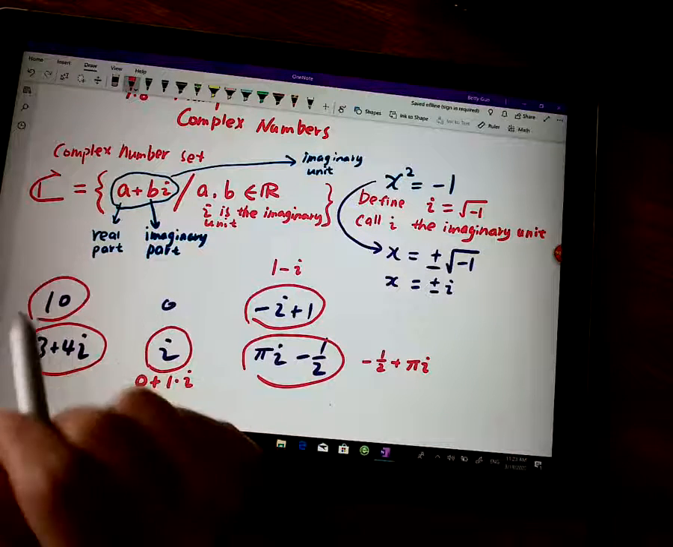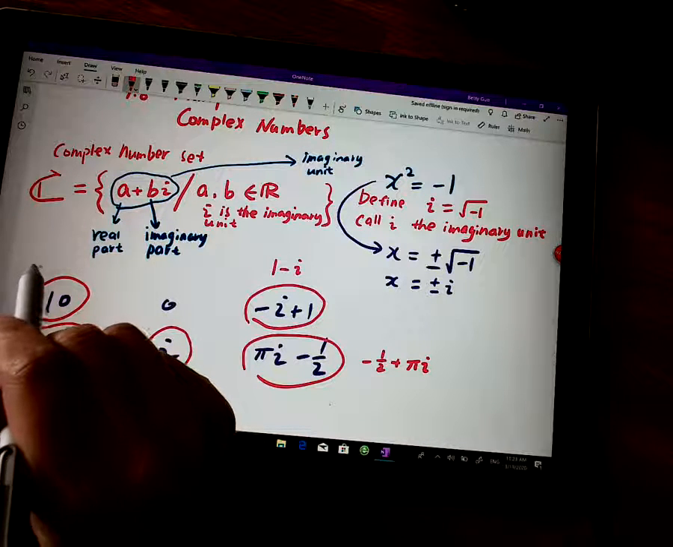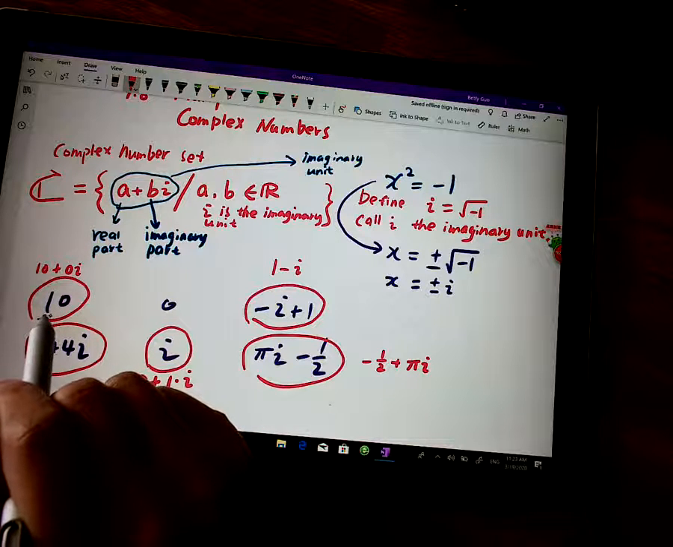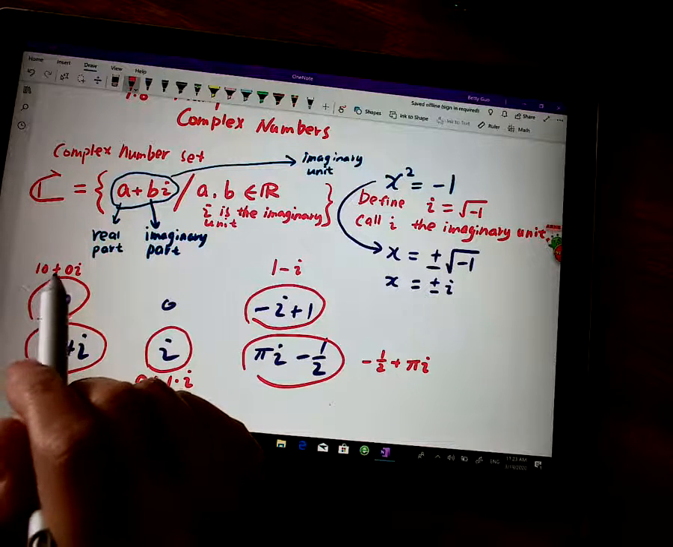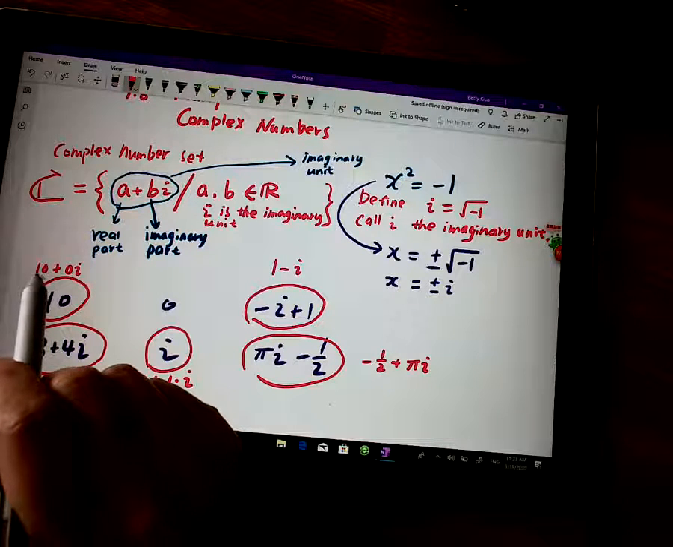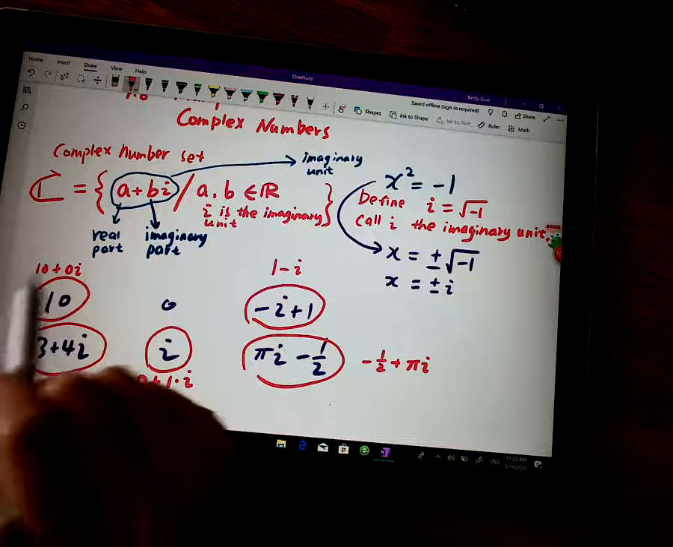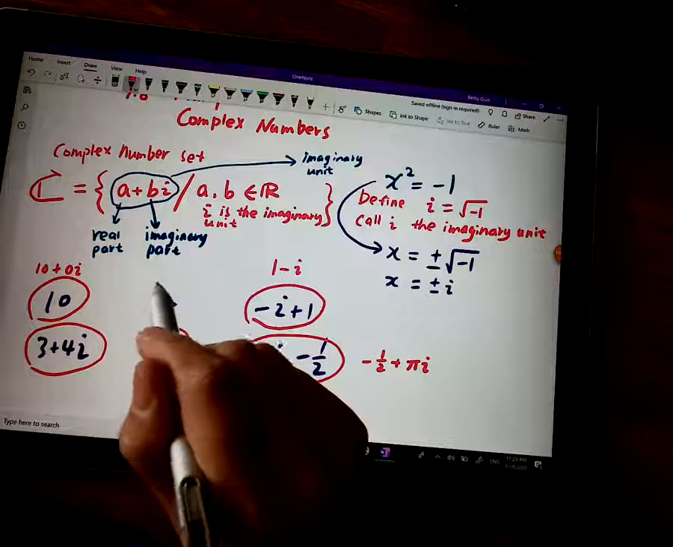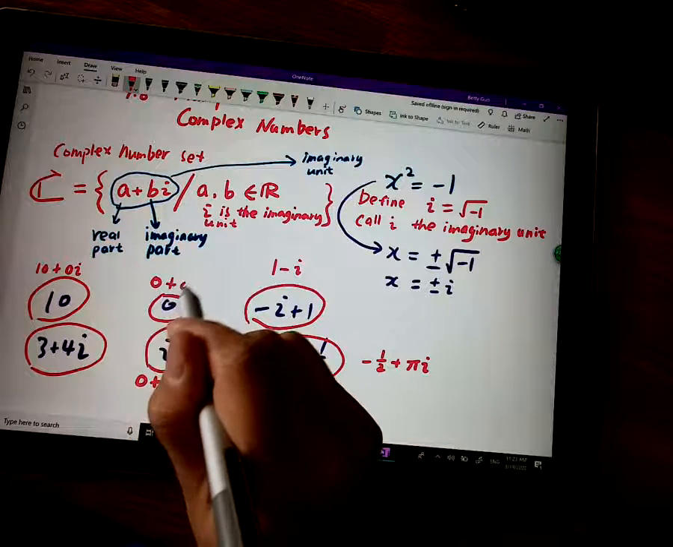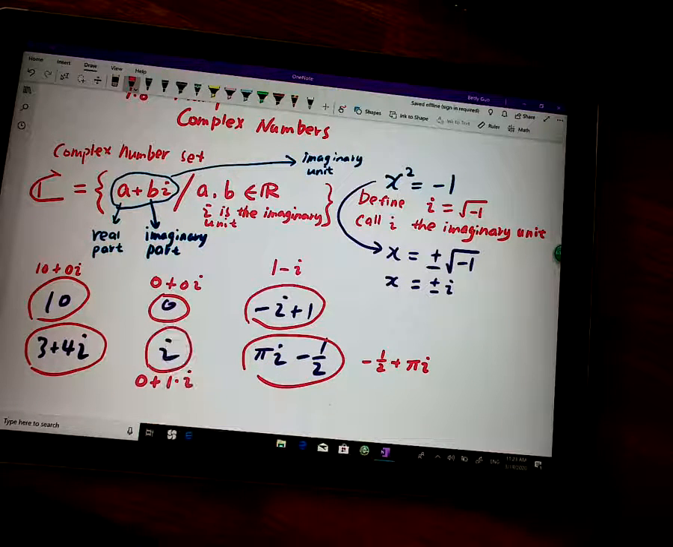And what about 10 though? Pause here and think. 10 can be written as 10 plus 0 times i. So yes, 10 is a complex number as well. Or even negative 10, you can think about the same thing. 10 is the real part, 0 is the imaginary part. You see what I'm saying? 0 is the same, it is a complex number because it can be written as 0 plus 0i. The real part is 0, the imaginary part is 0. You see what I'm saying?